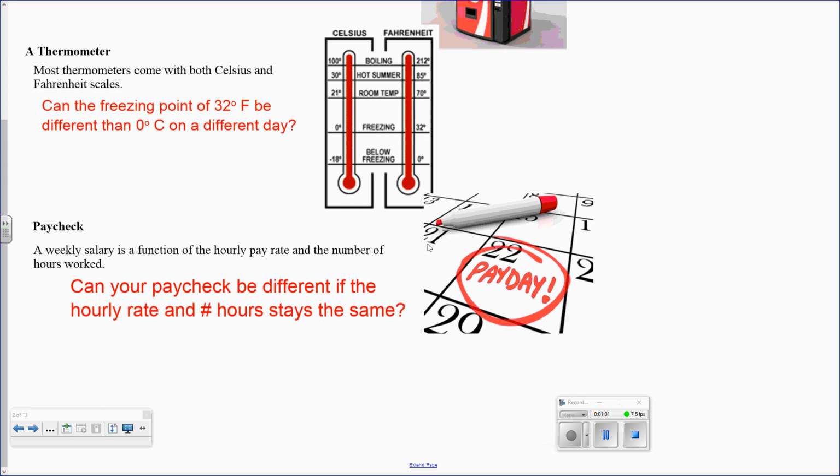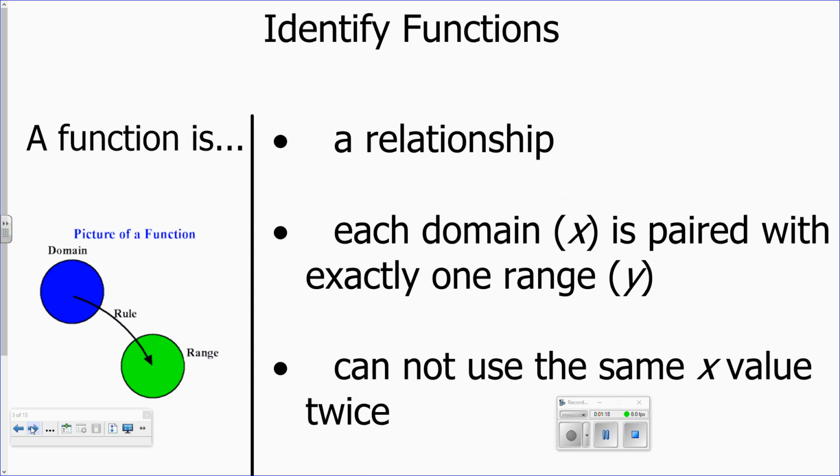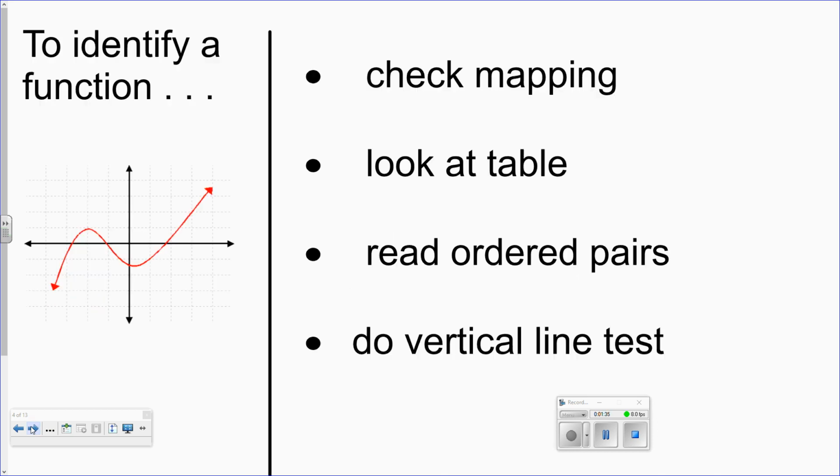We also see functions appear when we talk about being paid. If you make an hourly rate and you work the same amount of hours on 2 different days, your pay stays the same; you get the same amount of money each day. An algebra function is simply a relationship in which the input is tied to a specific output. So each domain x is paired with exactly one range y. And the biggest thing here is that the x values can't be used more than once. So you can't have an x value going to 2 different y values.